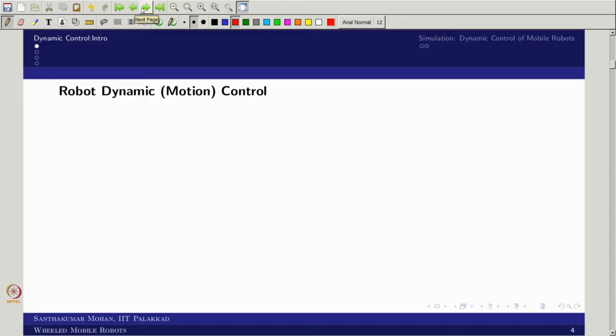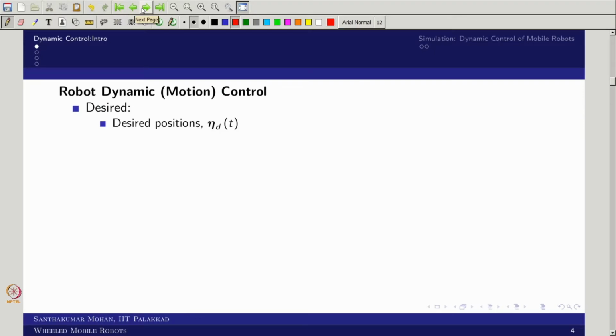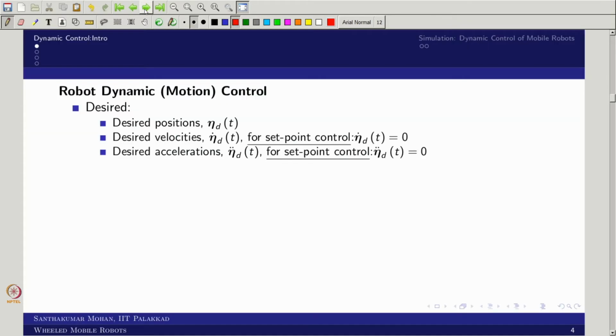What we did in the earlier case, the same way we will see. The motion control will start with what is given, which is the desired, and what is available. The desired would be the given desired trajectory, which consists of eta desired, eta dot desired, and eta double dot desired. These are all given to us, so the desired position, velocity and acceleration are given. If it is set point control but you want to do it dynamically, then the velocity and acceleration would be 0, which you need to note down.